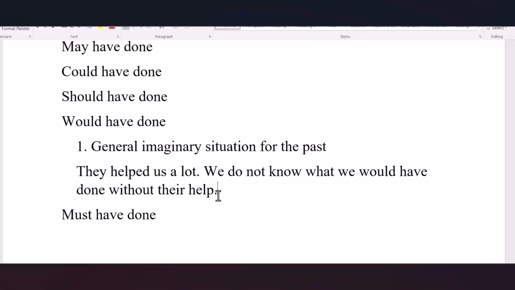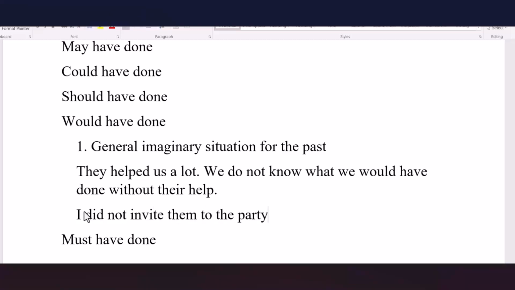We use the negative would in the same way. For example, I didn't invite them to the party.